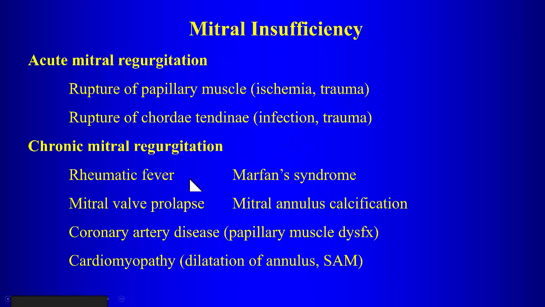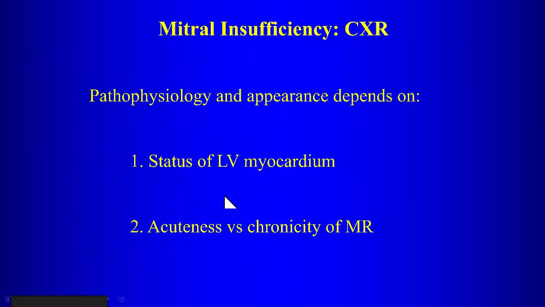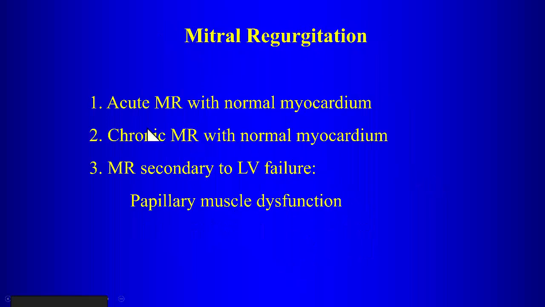And then there are causes of chronic mitral regurg. Anything that dilates the mitral valve annulus can also result in mitral valve regurgitation, but with rheumatic fever, the early lesion is mitral regurg, and then later on you get scarring, and that becomes mitral stenosis. And then some other things are also listed there. Now, with mitral regurg, the appearance on the chest radiograph and the pathophysiology depends on the status of the left ventricular myocardium and whether it is acute or chronic.